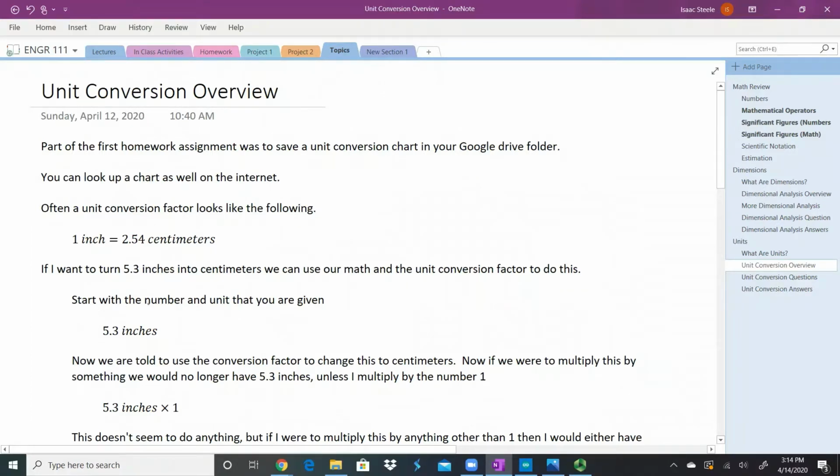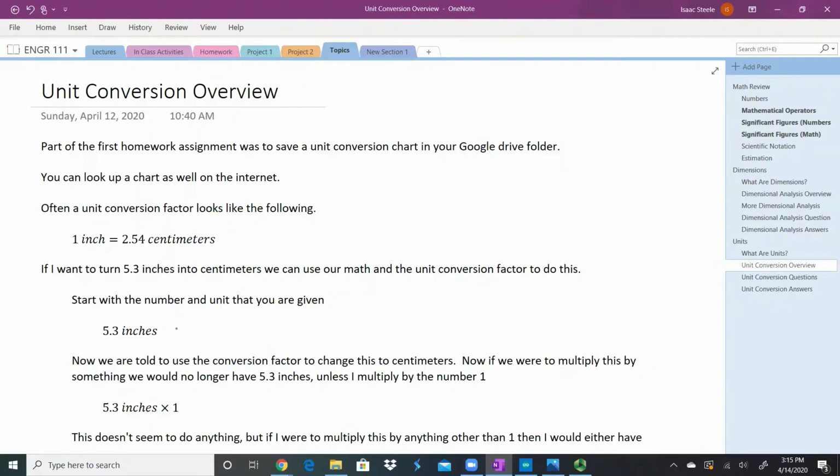What we're going to do is start with the number and the units that are given, which is 5.3 inches. Now what I want to be really careful with here is I don't want to change my actual value. At the end of it, my pencil, let's say, is 5.3 inches long. I just want to know what that same length is in centimeters. I don't want to change this into being 10 inches long, or shrink it down to being 2 inches long. It's still 5.3 inches. I just want to explain it in a different way.